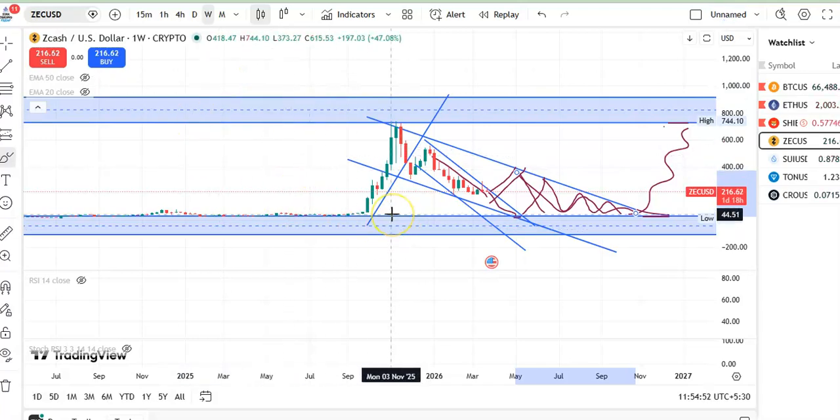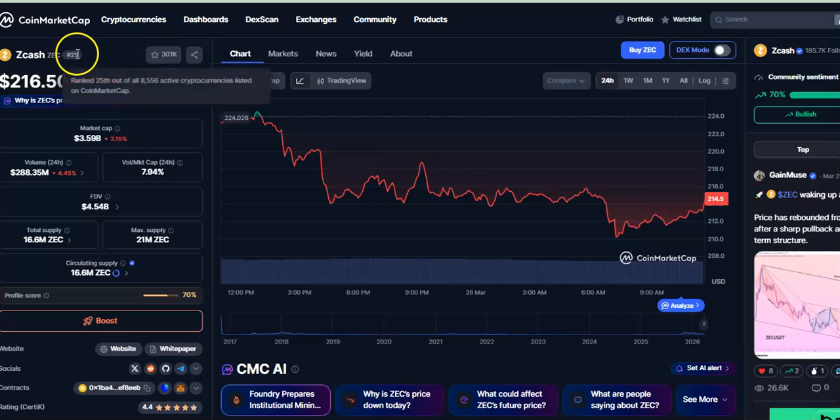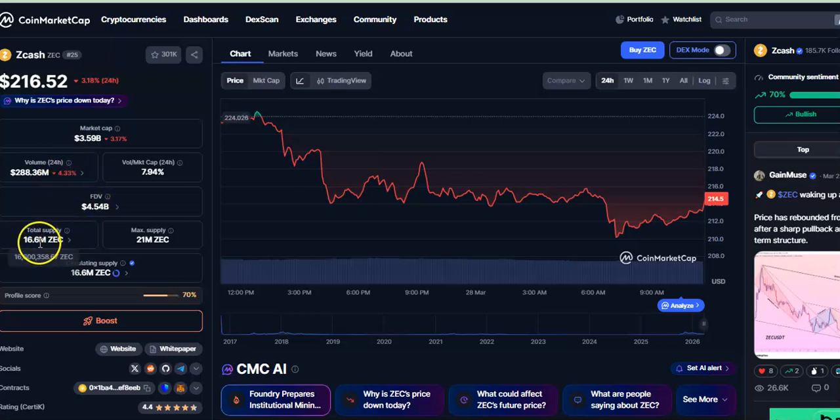Okay, and now we'll talk about other important details about this cryptocurrency. Like you can see the current price is $216. It is down by 3%. Rank is around 25. Around 301k users are following this cryptocurrency. Market cap is 3.59 billion. Volume in 24 hours is 288 million, and total supply is 16.6 million, and circulating supply is 16.6 million. Maximum supply is 21 million. Okay, so you can see that in 24 hours it is 3% down for this cryptocurrency.